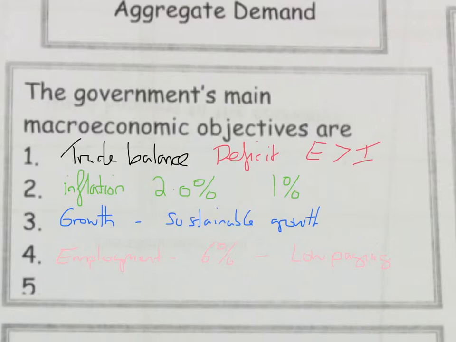And just for the minute, this last one, just call it the rest, because I'm not really that bothered about it for the minute. Okay, so that is the main macroeconomic objectives.